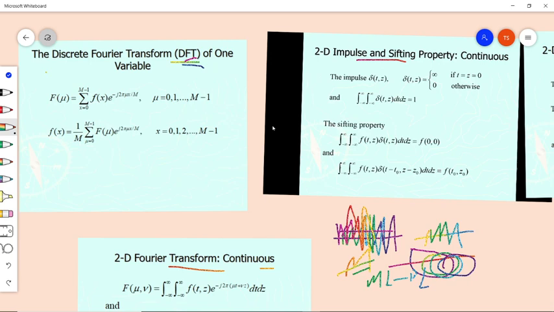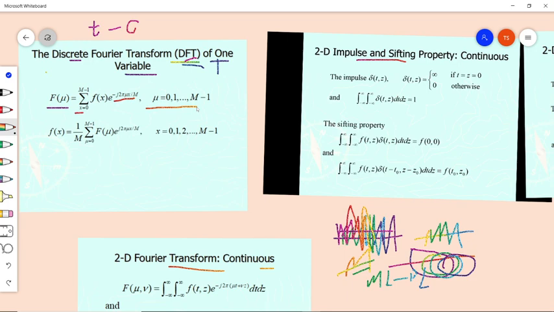Now, on this board, we will discuss the discrete Fourier transform. In this slide, we are discussing it for one variable. For one variable, we define the DFT F of mu, where the variable is x here, since it is discrete. If it is continuous, the variable is small t. So if it is discrete, the variable is x, with x equal to 0 to M minus 1: f of x, e to the power of minus j 2 pi mu x by M, where mu values are 0 to M minus 1.